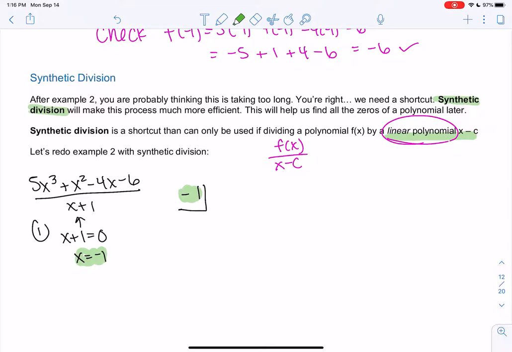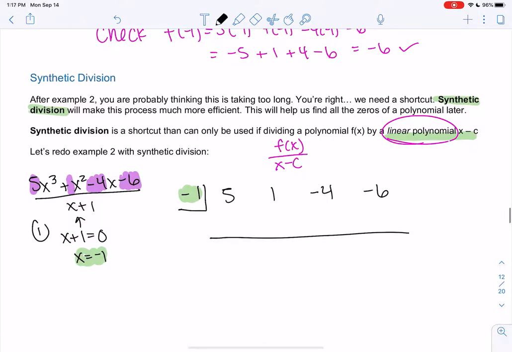So that's basically my C value always goes in the corner. And then what we're gonna do is we're gonna put the coefficients up top. So the coefficients are 5, 1, negative 4, and negative 6. If you were missing a term, if there was no x squared term, we would use a 0. We'll probably see that in later examples. But the coefficients go up top. So 5, 1, negative 4, negative 6. Cool. And let's just go for it, see what happens.